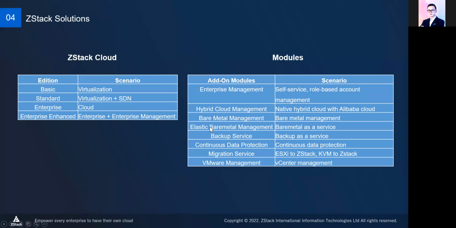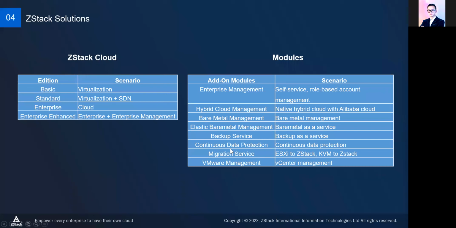For ZStack bare metal management, it can take over existing bare metal. For example, some bare metal, like the Oracle database, cannot move to virtualization, but we also need to manage it in a unified way. So you can use ZStack to take over the bare metal, and we can also take over new bare metal, and later, when the customer uses it, we can deliver an elastic bare metal instance just like delivering a virtual machine.